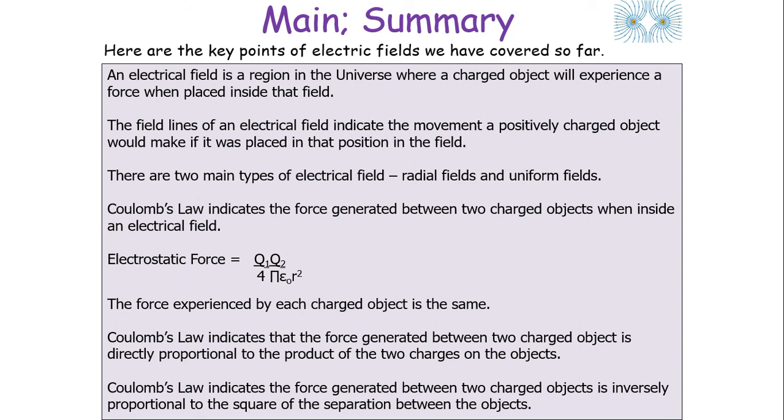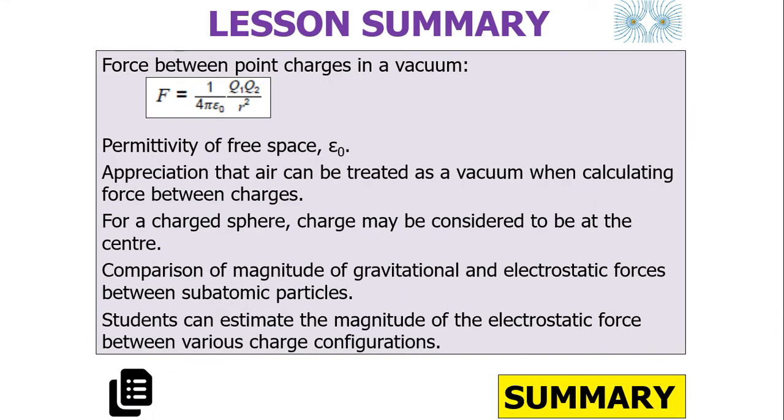There are two main types of electrical field, radial and uniform. Coulomb's law indicates the force generated between two charged objects within an electrical field, where Q1 times Q2 over 4 pi epsilon 0 r squared is equal to the electrostatic force, which is experienced by both charged objects in the example. And Coulomb's law indicates that the force generated between two charged objects is directly proportional to the product of the two charges, yet inversely proportional to the square of the separation between the objects.